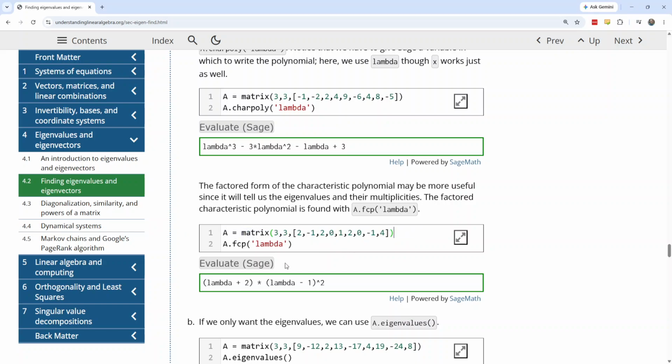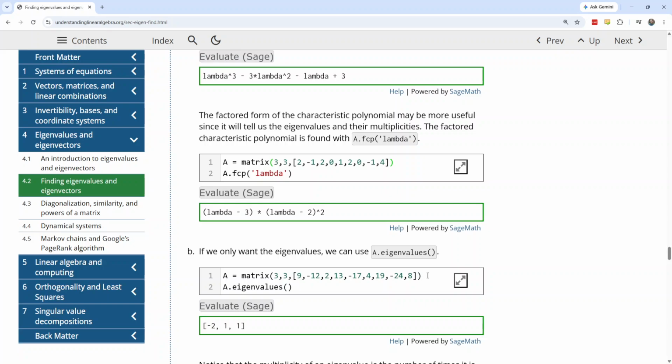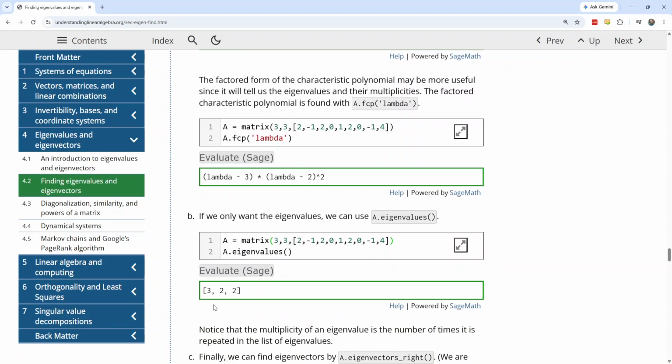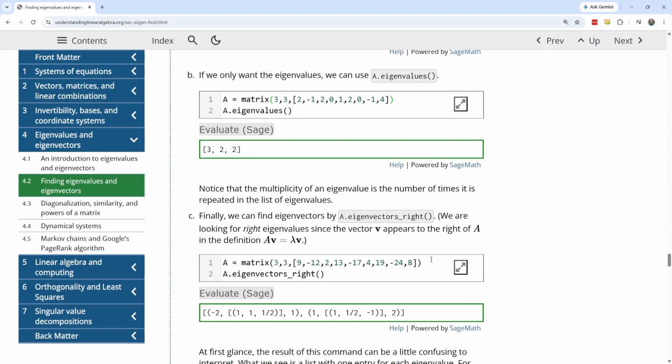Start with that factored form just to take a look. This one, lambda minus 3 and then lambda minus 2 squared. Again, we've got a multiplicity 2 factor. And then we can plug that in here. Again, 3, 2, 2, and repeats. And then come down here.